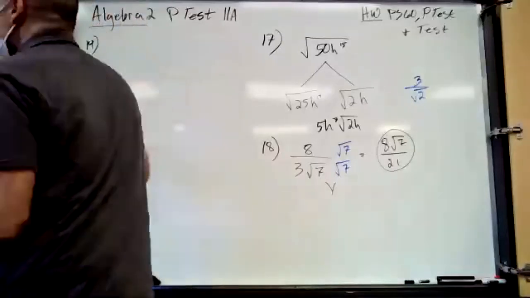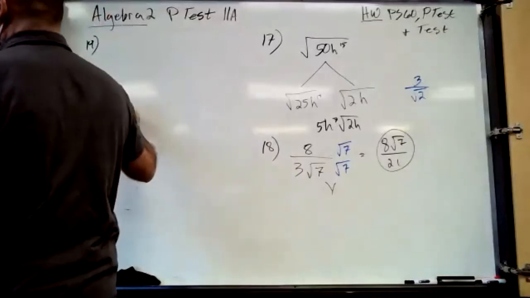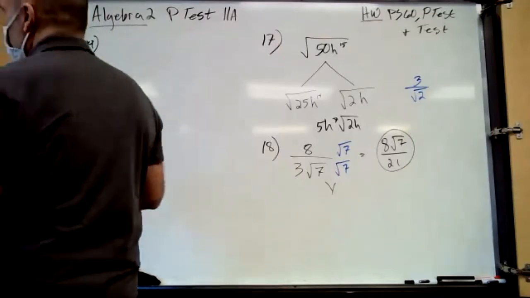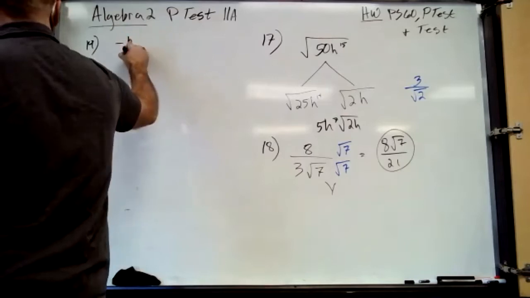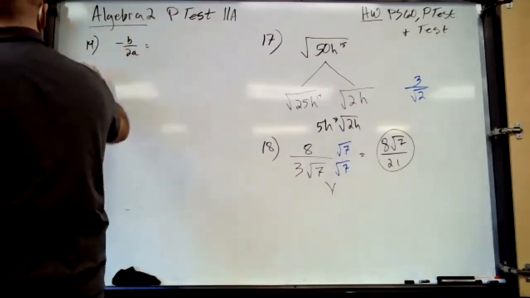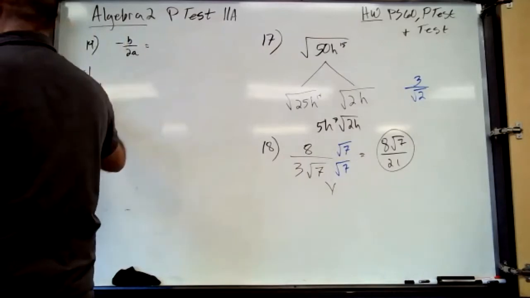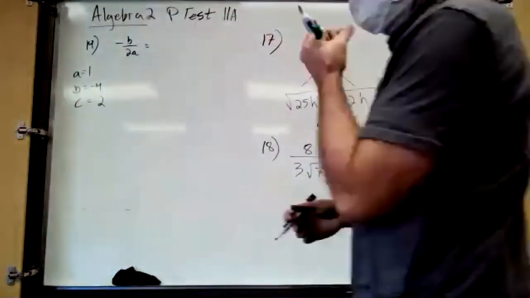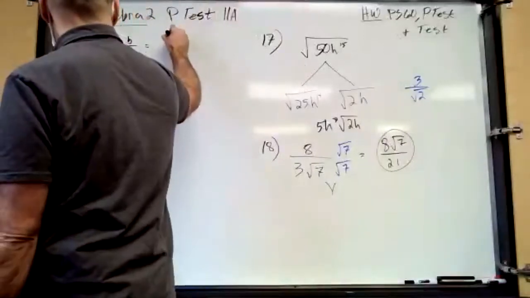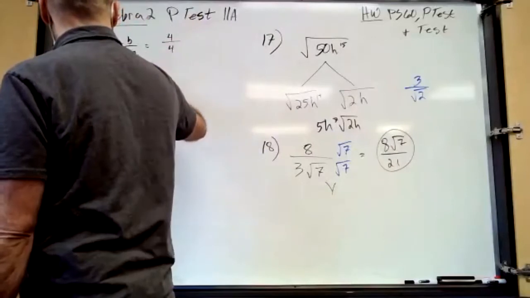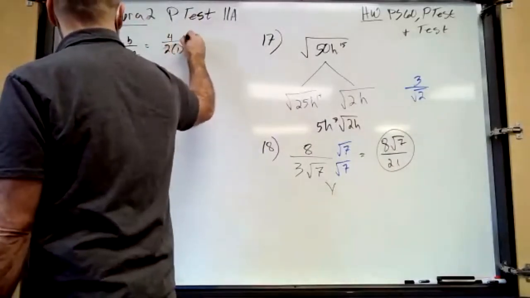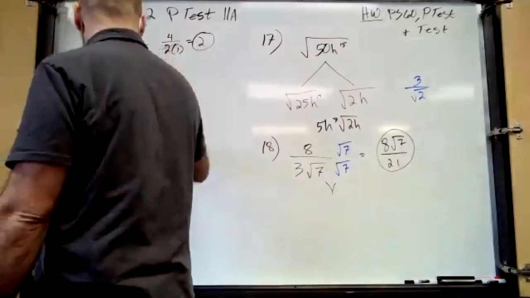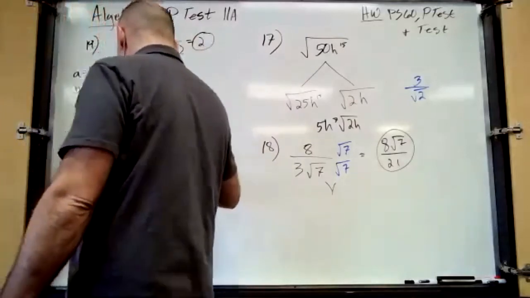All right, number 19 is graph that. So, this is helpful. We're going to go negative b over 2a. What's a, b, and c? Remember, a is the coefficient of the x squared term, b is the coefficient of the x term, and c is the constant. So negative b over 2a is positive 4 over 2 times 1. So this is just 2. So the axis of symmetry is at x equals 2. So 1, 2. This is my axis of symmetry.